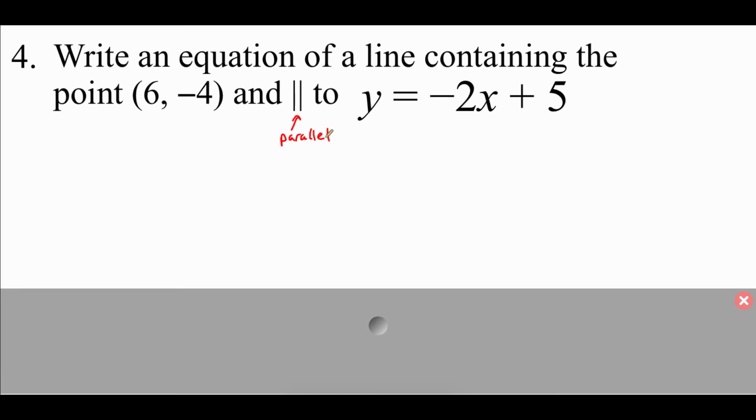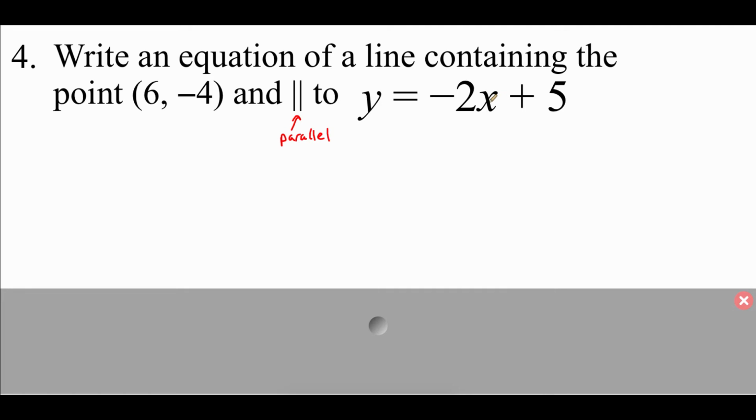Now remember, when we're talking about parallel lines, we said earlier that parallel lines always have the exact same slope. So if we want a line to be parallel to this original y equals negative 2x plus 5 line, we first want to identify what the slope of this line is.